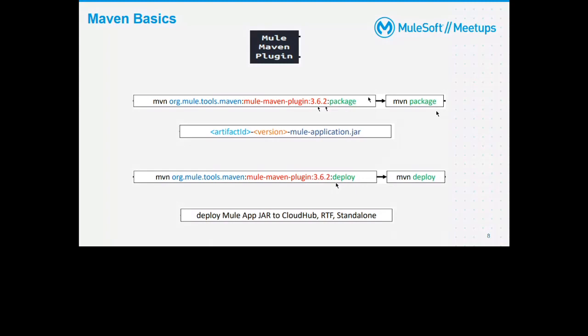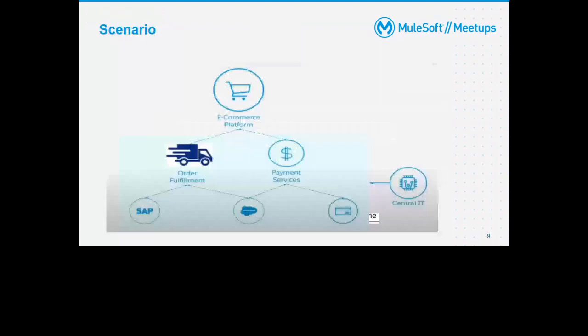When we execute this Maven package command, you might have observed in the target directory we get an executable jar file. If you look at the naming convention, it is in the form of artifact ID, the name of your project, your Mule application, followed by the version, whatever you give, 1.0.0, followed by this particular suffix, mule-application.jar. Now similarly you can deploy your Mule application jar file to CloudHub, RTF, or standalone servers. Now let's see a scenario.